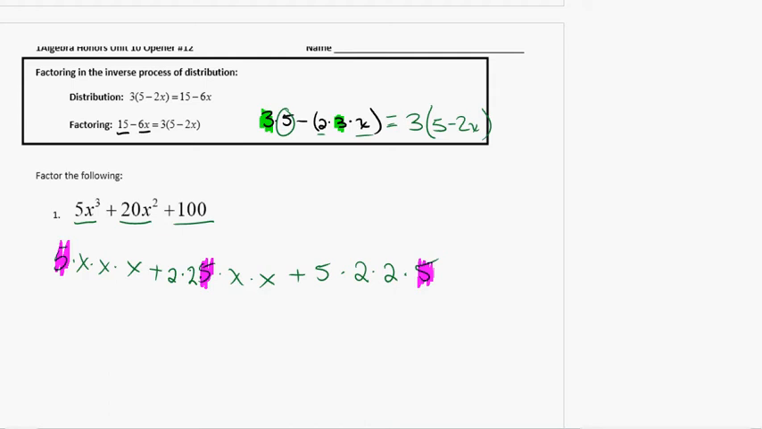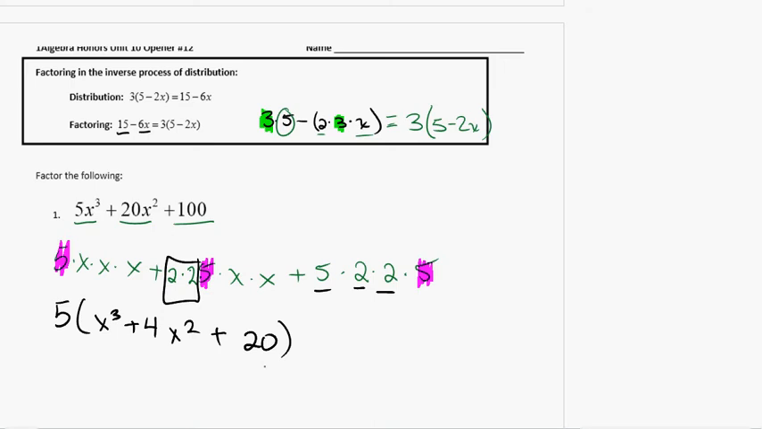Notice they don't all have an x. 2 of them have an x. In fact, 2 of them have a 2 and a 5. So there's a couple ways. What I'm going to be looking for and what's going to be most useful for you to know how to do is to factor things out of all the terms. So in this case it would be a 5, and you're left with x cubed plus 4x squared plus 5 times 2 times 2, 20 plus 20. So that's one way of looking at that factor.